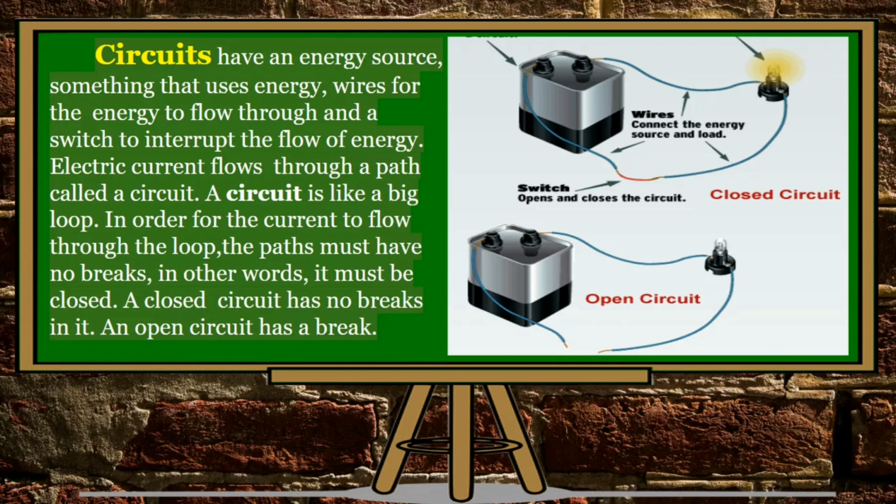Circuits have an energy source, something that uses energy, wires for the energy to flow through, and a switch to interrupt the flow of energy. Electric current flows through a path called a circuit. A circuit is like a big loop. In order for the current to flow through the loop, the paths must have no breaks. In other words, it must be closed. A closed circuit has no breaks in it. An open circuit has a break.